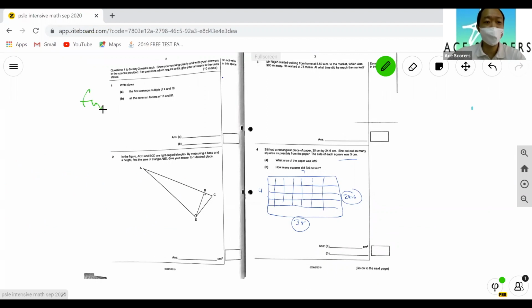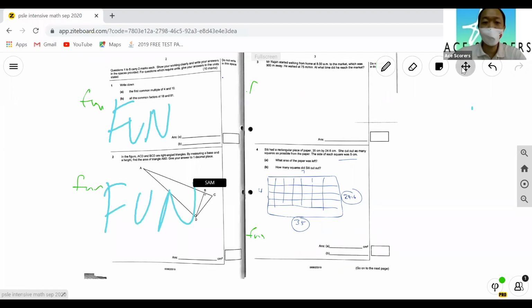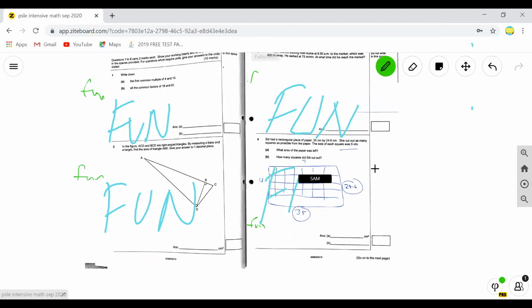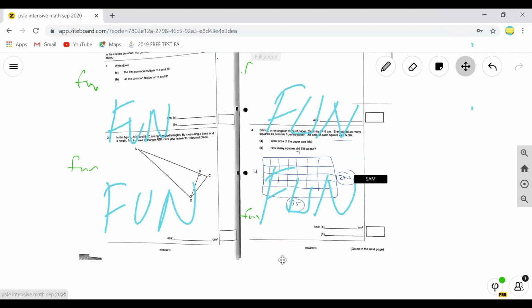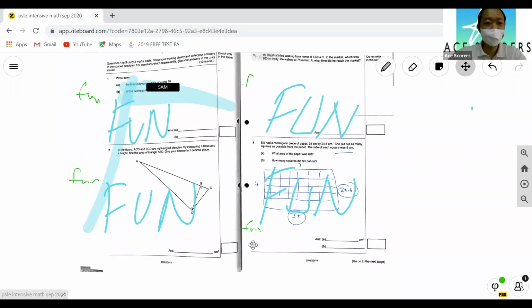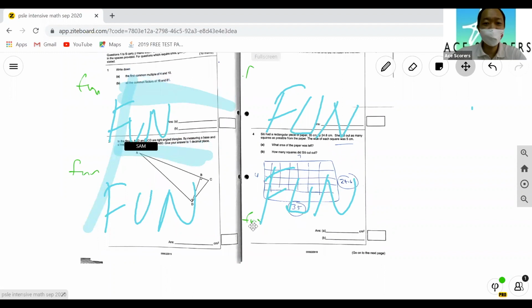F-U-N. Have fun. F-U-N. Fun. And this one, you know you do, right? So fun, F, fundamental, all fundamental. Okay, fundamental stuff. Very fun. Do we do that for the other one, which is heuristic? Hey, 3 no need to do. 3 is not counted.